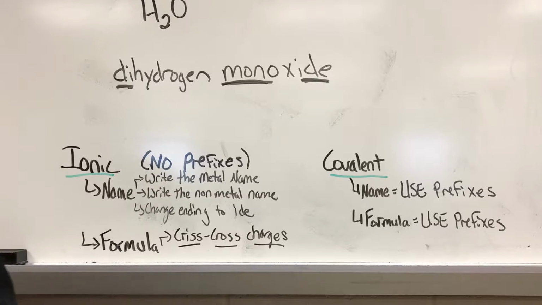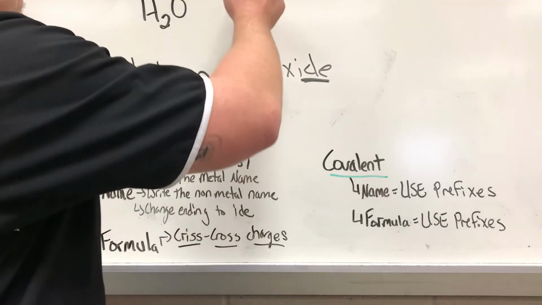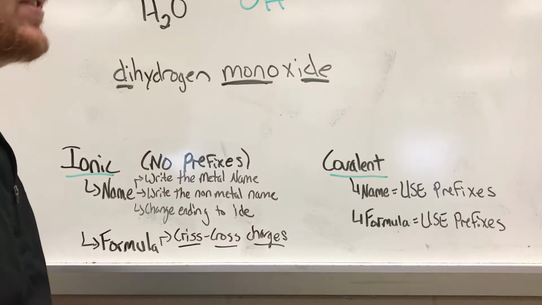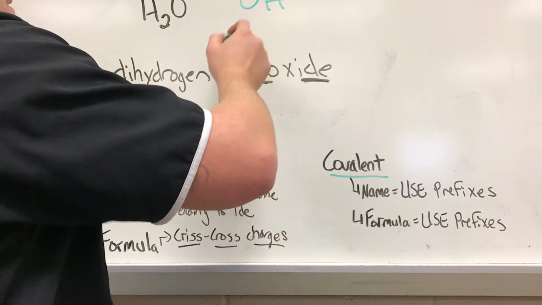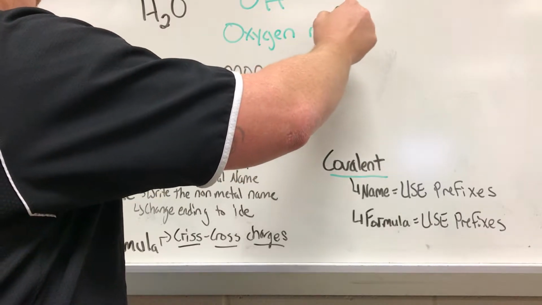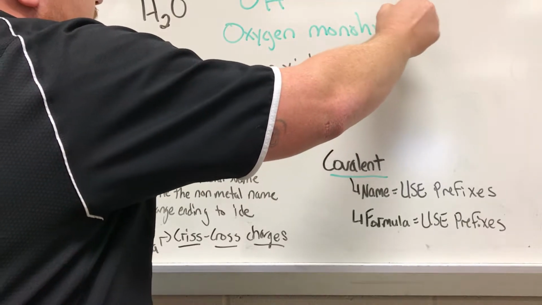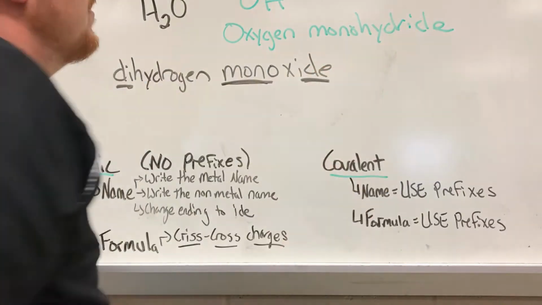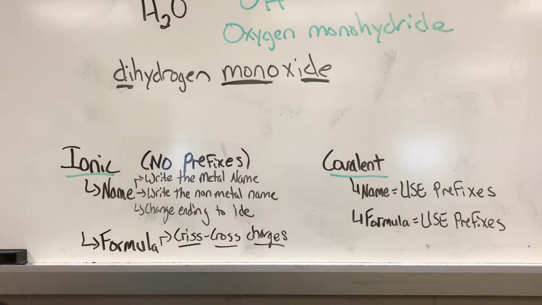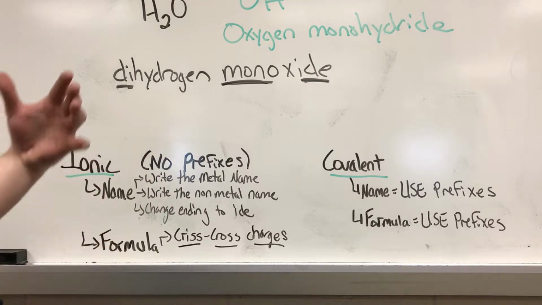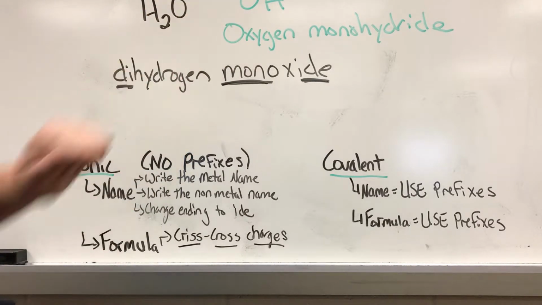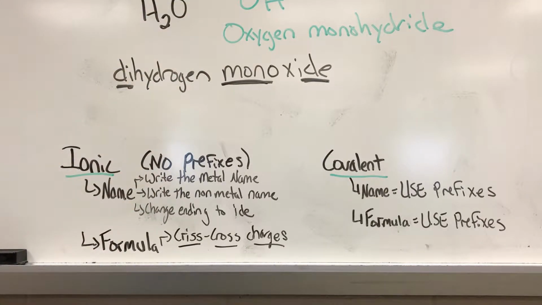Because if this was OH, we'd call this the hydroxide ion, but for IUPAC purposes, we would call this oxygen monohydride. We use the prefix mono for 1, but we never do that on the first word. So covalent is very simple. We just write the words much like we did for ionic, but we use prefixes so that we know the ratios that the elements will be bonding in.